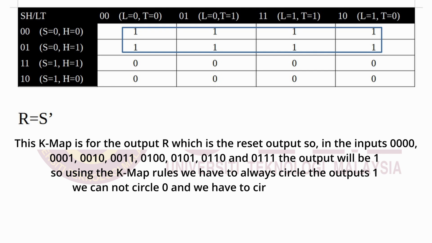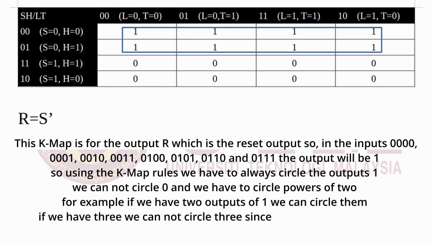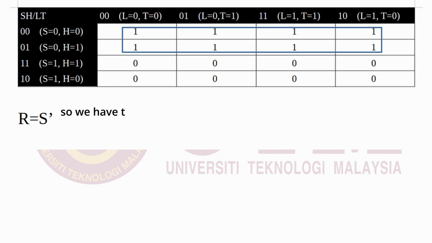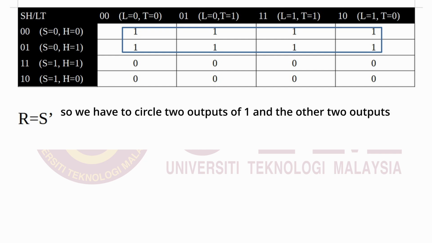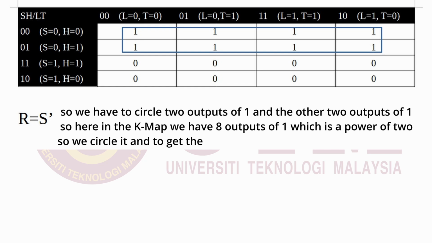So using the K-map rules, we always have to circle the outputs of 1. We cannot circle 0, and we have to circle in powers of 2. For example, if we have 2 outputs of 1, we can circle them. If we have 3, we cannot circle 3 since it is not a power of 2. So we have to circle 2 outputs of 1 and the other 2 outputs of 1. So here in the K-map, we have 8 outputs of 1, which is a power of 2, so we circle it to get the Boolean equation from it.